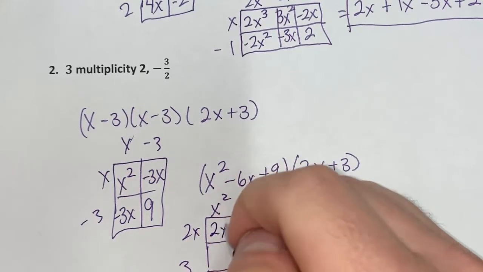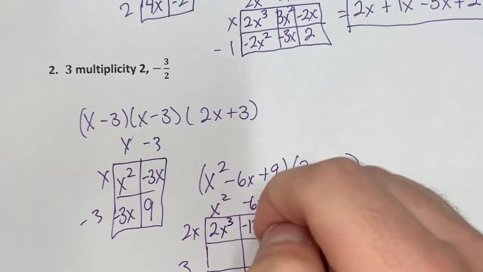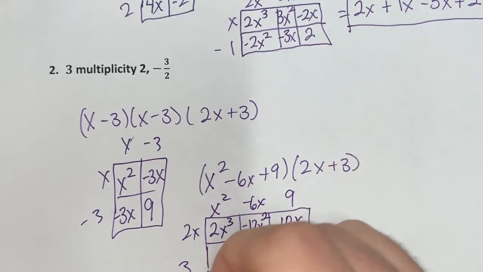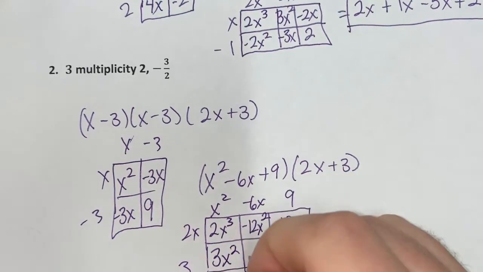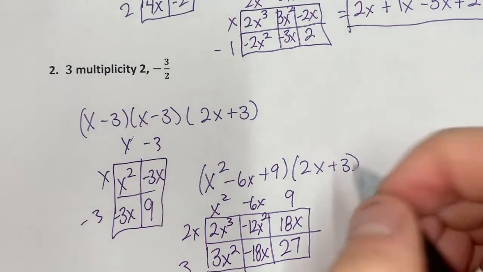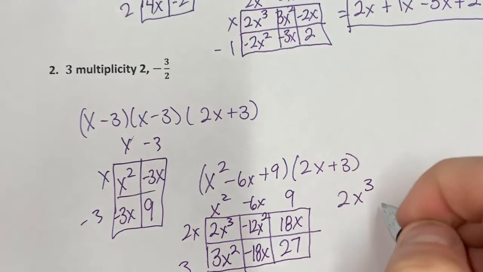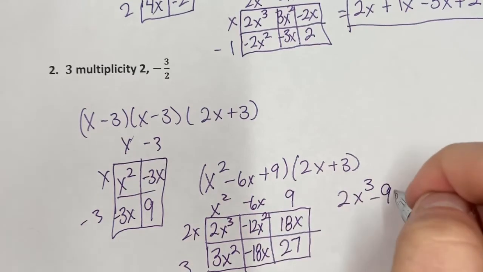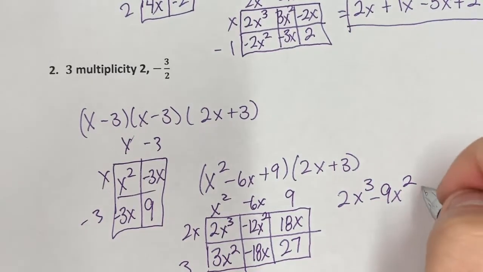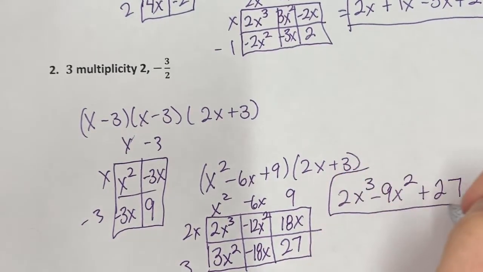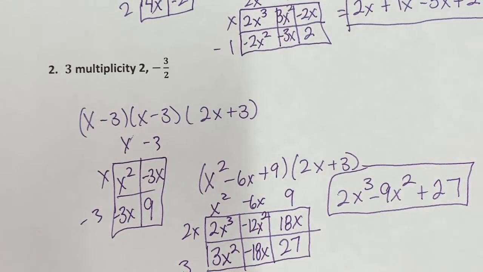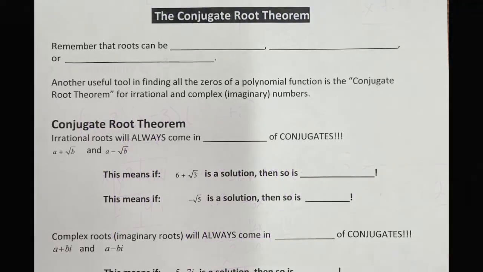2x times x squared is 2x to the third. 2x times negative 6 is negative 12x squared. 2x times 9 is 18x. 3 times x squared is 3x squared. 3 times negative 6 is negative 18x, and 3 times 9 is 27. Combine like terms, we get 2x to the third. Negative 12x squared and 3x squared is negative 9x squared. 18x and negative 18x cancel, and then we're left with a 27 at the end. And that would be our polynomial equation that has roots 3 with a multiplicity of 2 and negative 3 over 2.